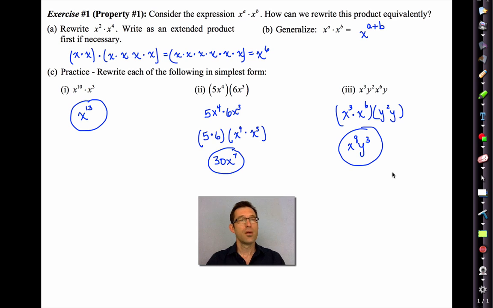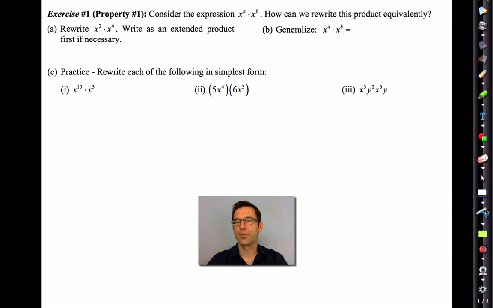All right, property 1 of exponents. It's the one everybody learns first, that is. All right, pause the video now, write down anything you need to, and we'll go on to exercise 2. Excellent. Let's do it.